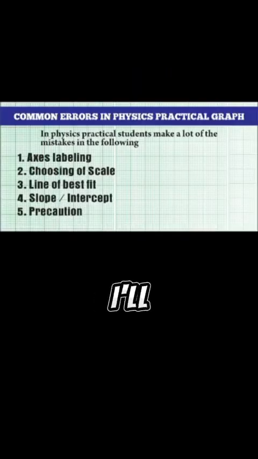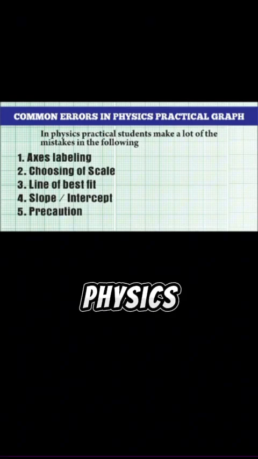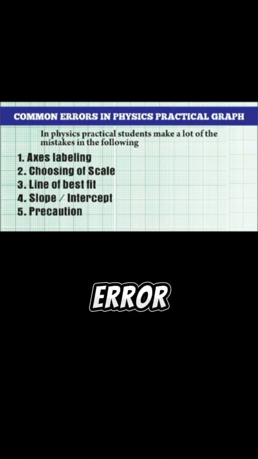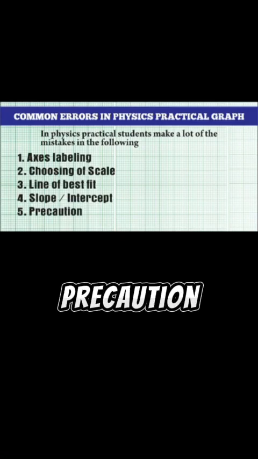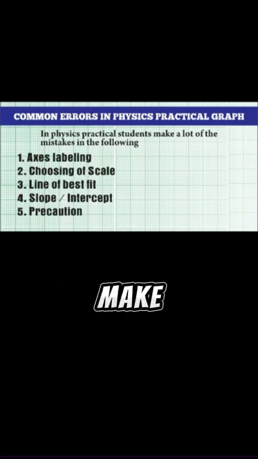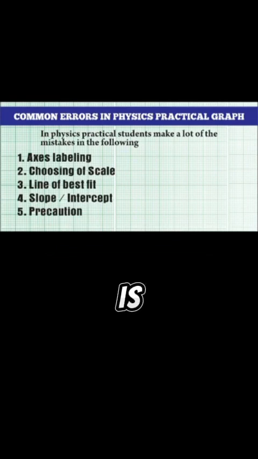Alright, in this video I'll be explaining the errors that students make in physics practical graphs. The errors are on axis labeling, choosing of scale, line of best fit, slope or intercept, and precaution. So these are the likely errors students make on graphs, and these 5 major errors are what I'll be discussing in the video you are about to watch.